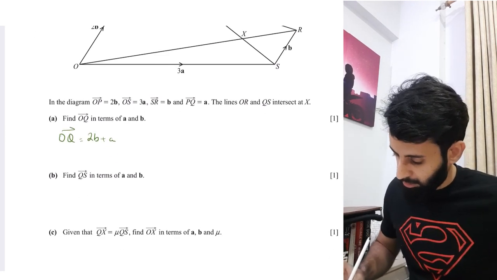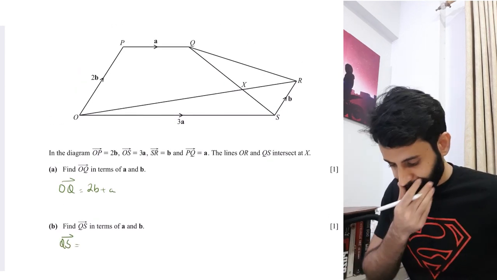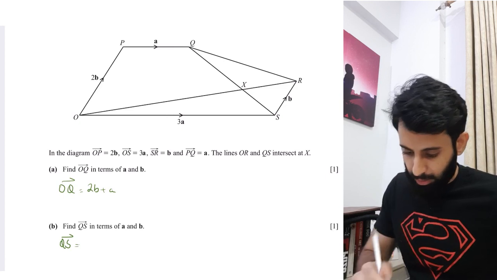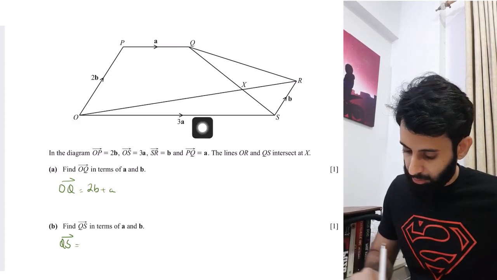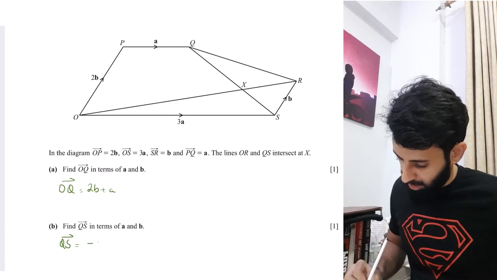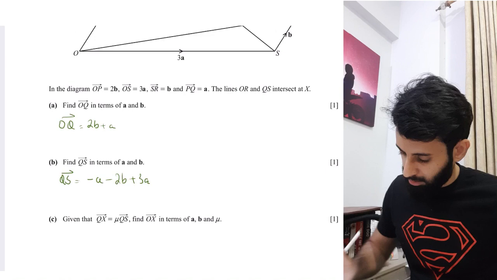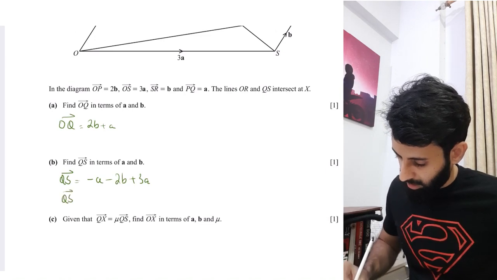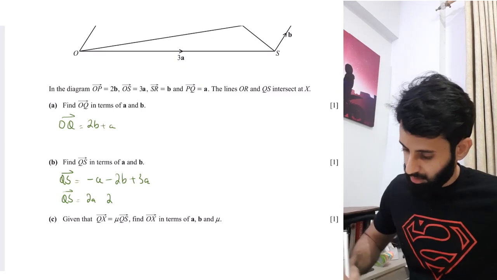And then let's do part B, which says find QS. So in order to go from Q to S, I have to go from Q to P, and then from P to O, and then from O to S. So I'm looking at minus A minus 2P plus 3A. When I simplify this, I'm looking at 2A minus 2B. Okay.